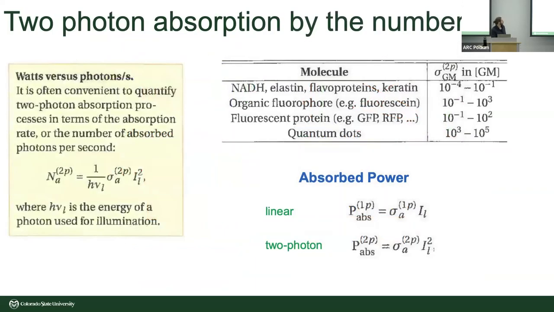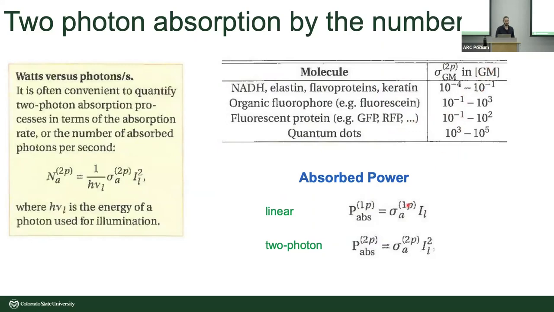So I don't want to talk too much about this, but for those of you in the audience who work in this area, you might be interested. These are some numbers for some molecules that exist within specimens and some others that don't, like quantum dots, things that we might add to a specimen, just to give you a sense of scale.